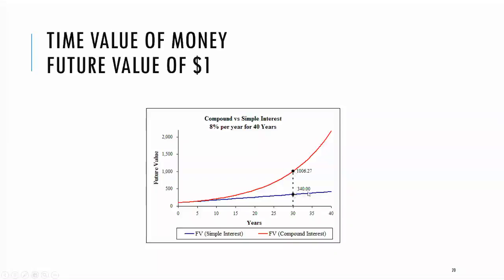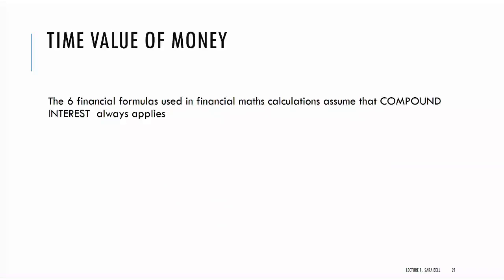Simple interest, you get 340. With compound interest, you get $1,006. And think about 40 years. The longer the period, compound interest will make a significant difference. The 6 financial formulas used in financial maths calculations assume that compound interest always applies. So we do not talk about simple interest. When we talk about interest, we always talk about compound interest, because we are doing investment, not just simple calculations.